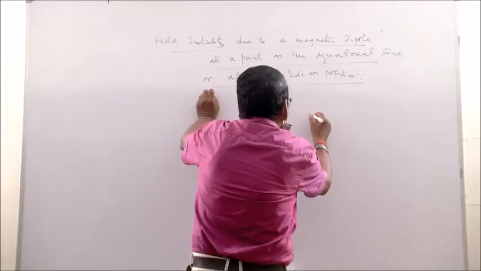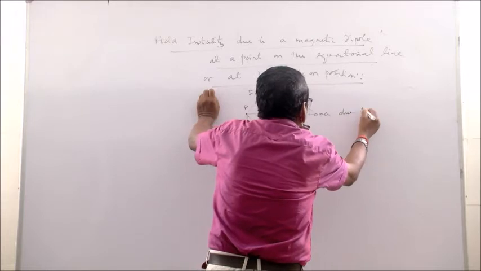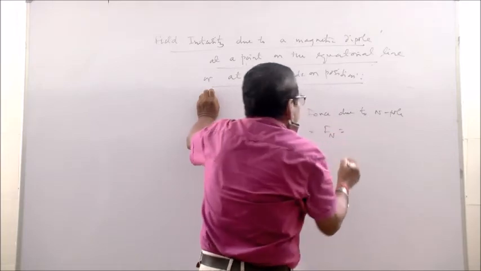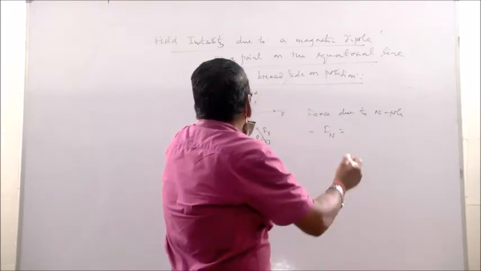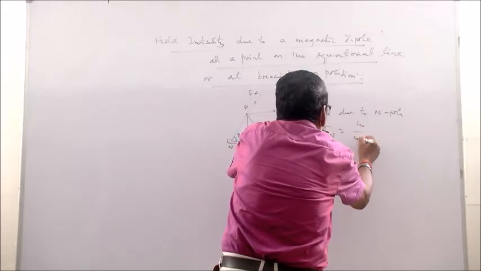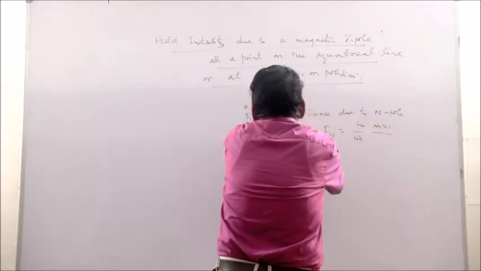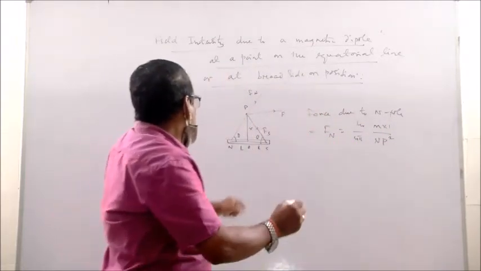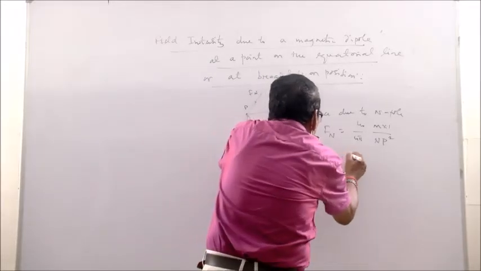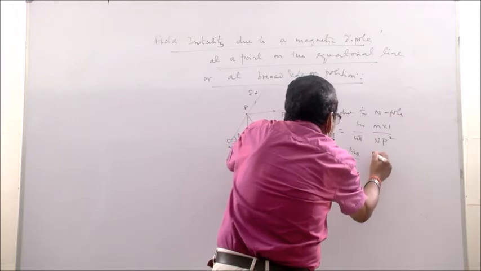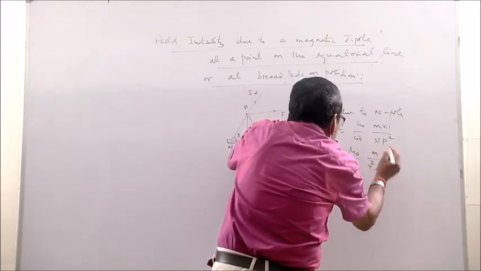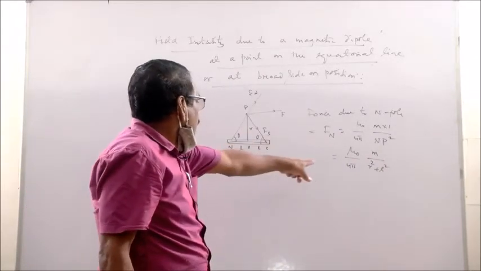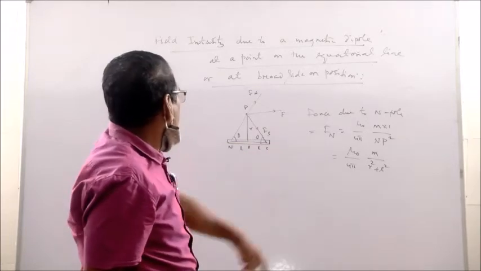Force due to north pole is equal to Fn. Same thing, same law will apply, inverse square law. That is mu 0 by 4 pi, m into 1 by what? Distance between the poles NP square. What is NP square in place of r and l? Mu 0 by 4 pi, m by r square plus l square. NP is root over r square plus l square, its square is r square plus l square. Mu 0 by 4 pi m by r square plus l square.